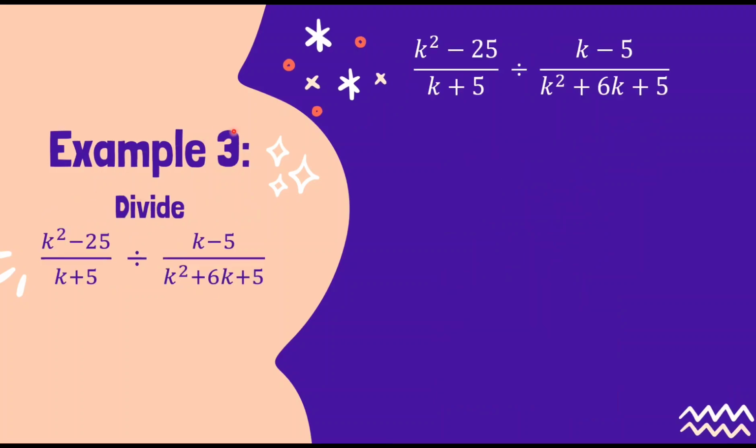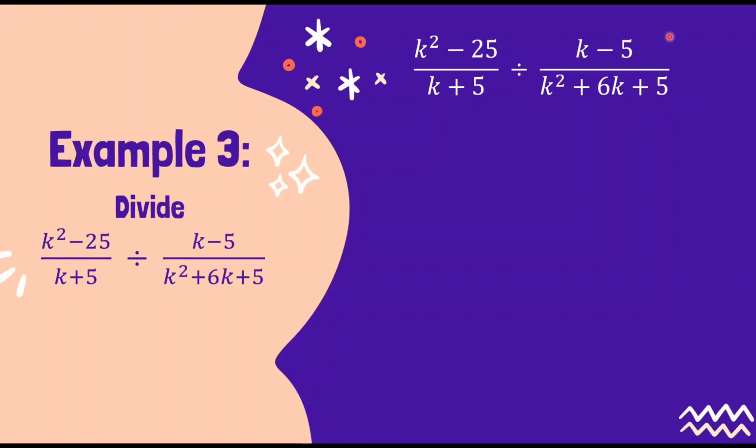Okay, so let's have the last example on operations on rational algebraic expressions. So we have example number 3. Divide k squared minus 25 over k plus 5 divided by k minus 5 over k squared plus 6k plus 5. Okay, so let us write k squared minus 25 over k plus 5 divided by k minus 5 over k squared plus 6k plus 5.